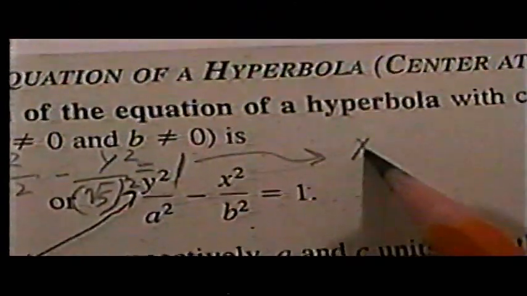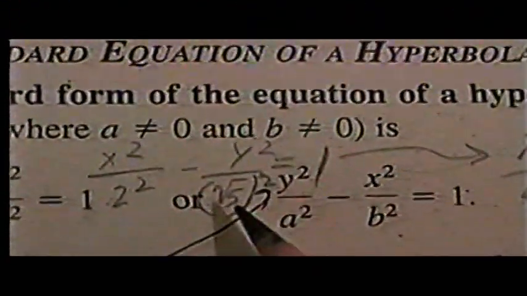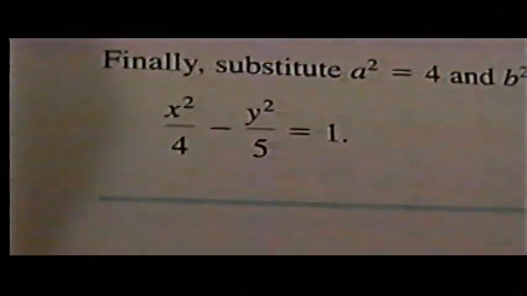But the author goes ahead and squares the 2 there and gets 4, and squares the square root of 5 there and gets 5, equals 1. So this form is acceptable also, even though the other would be more exactly in standard form. X squared over 2 squared minus y squared over square root of 5 squared equals 1. So there we have the standard form of that hyperbola, and that's the answer that the author got there. Okay.